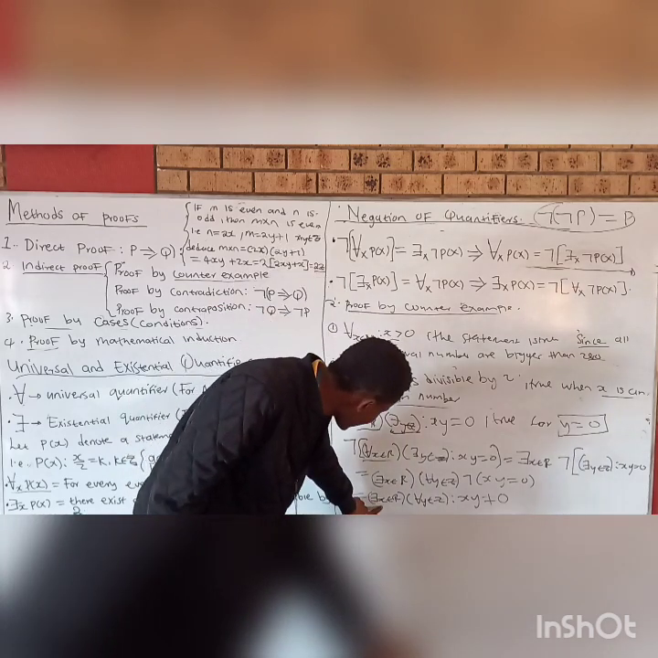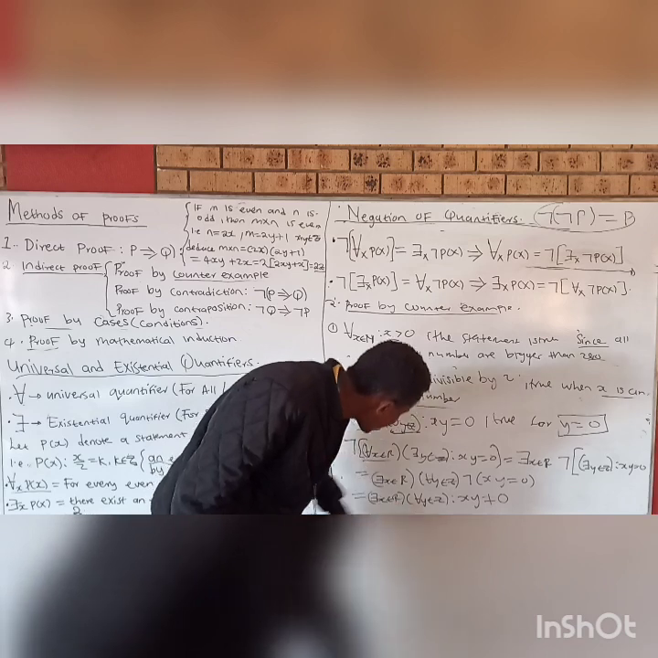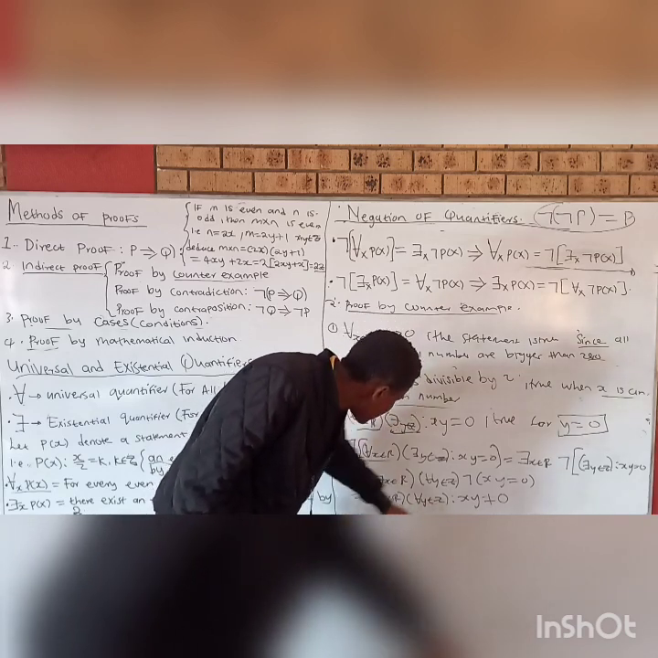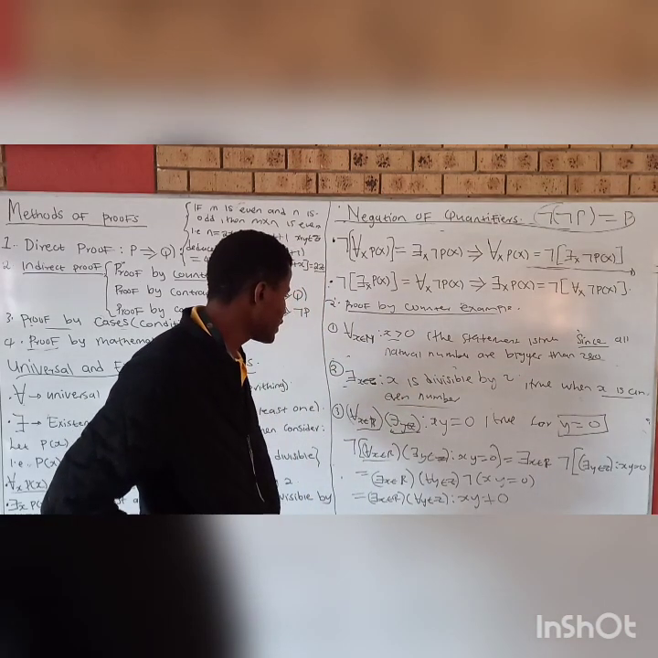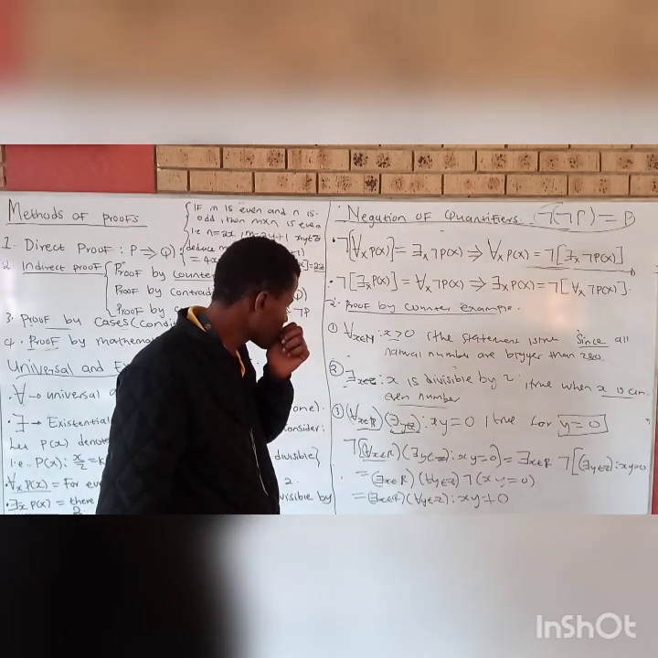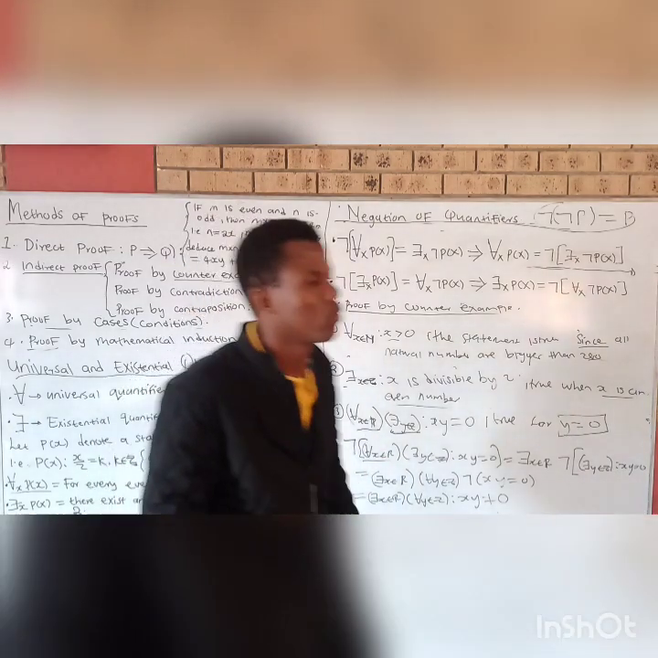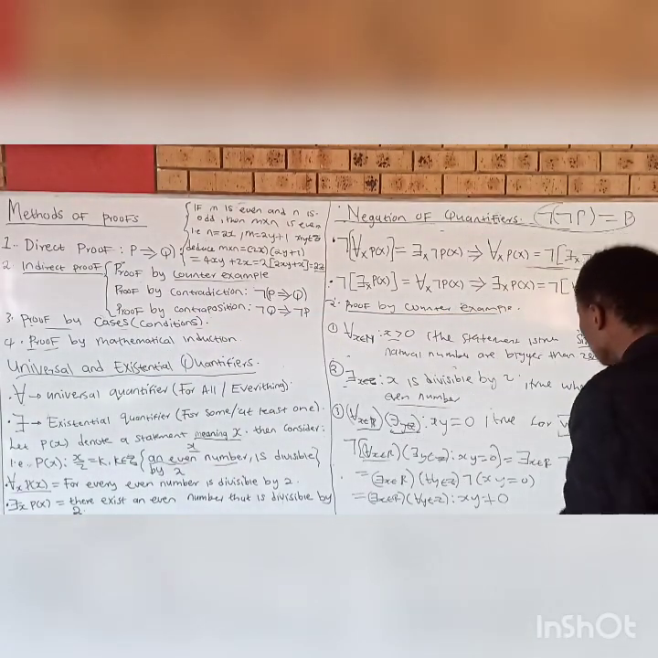There exists an X in real numbers, for every Y, an element of integer, such that XY equals zero. Is this statement true? No. This statement is false.